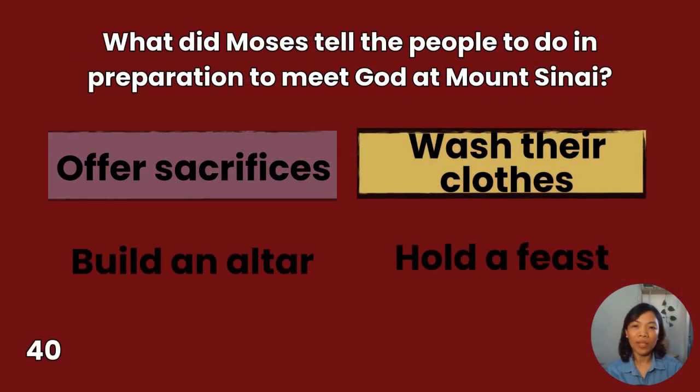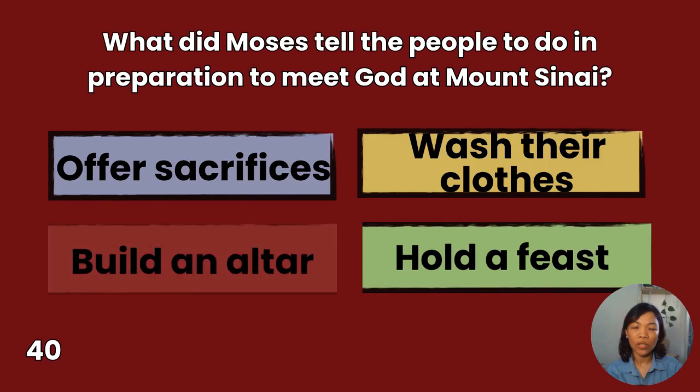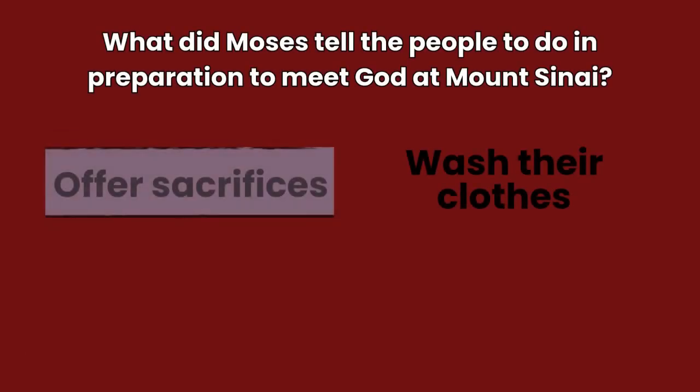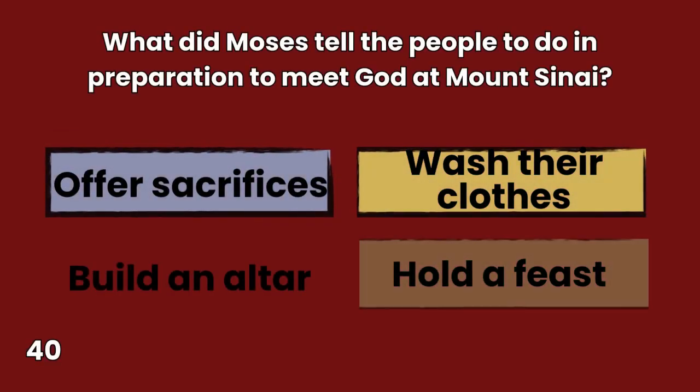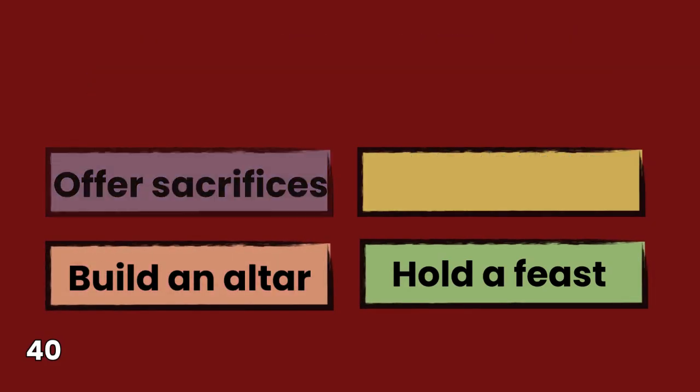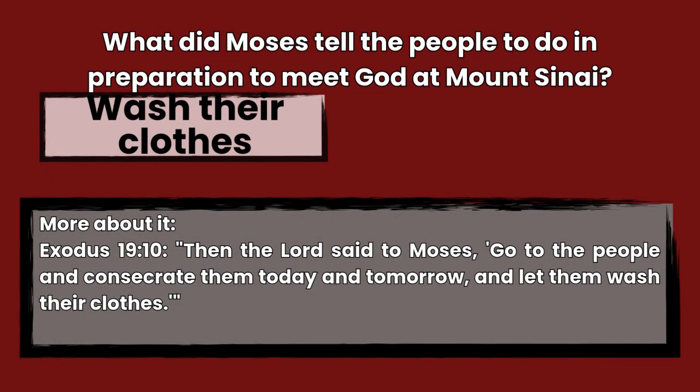40. What did Moses tell the people to do in preparation to meet God at Mount Sinai? Offer sacrifices, build an altar, wash their clothes, hold a feast. You have 10 seconds to answer. The answer is wash their clothes. Exodus 19:10. Then the Lord said to Moses, Go to the people and consecrate them today and tomorrow, and let them wash their clothes.